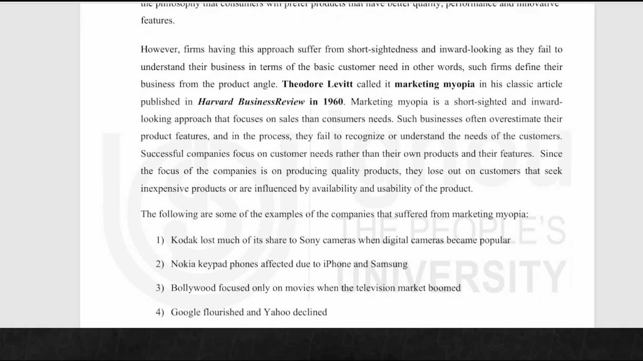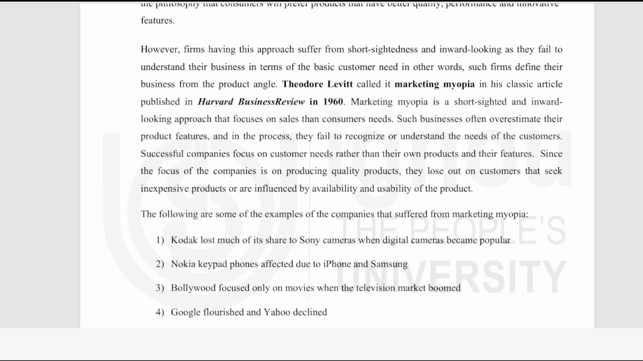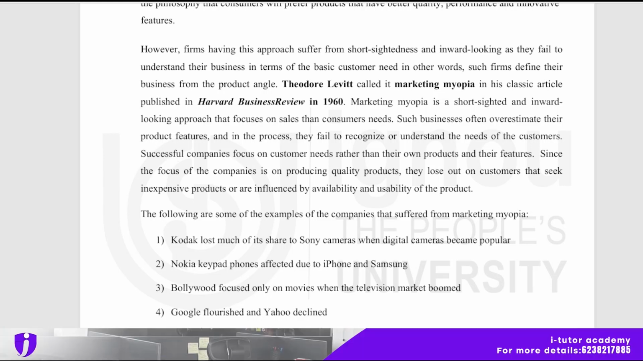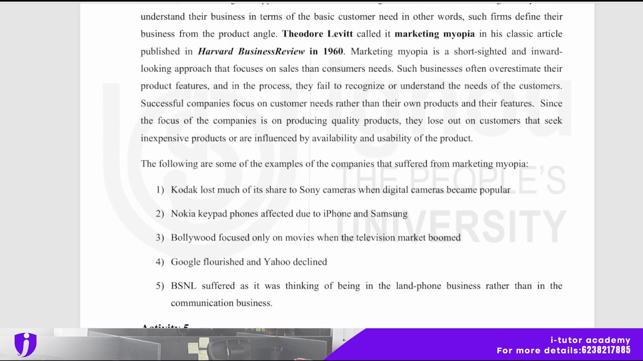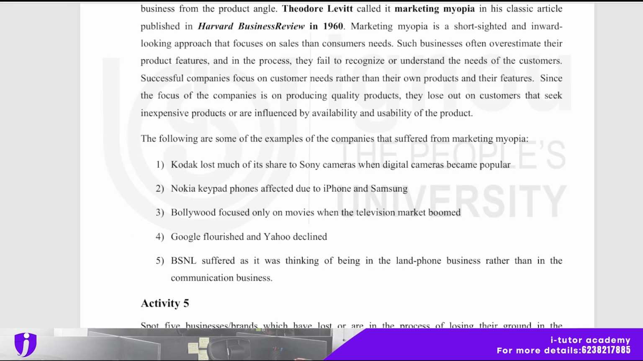However, firms having this approach suffer from short-sightedness and inward-looking as they fail to understand their business in terms of the basic customer need. In other words, such a firm defines their business from the product angle. Theodore Levitt called it marketing myopia in his classic article published in Harvard Business Review in 1960. Marketing myopia is a short-sighted and inward-looking approach that focuses on sales rather than what consumers need.